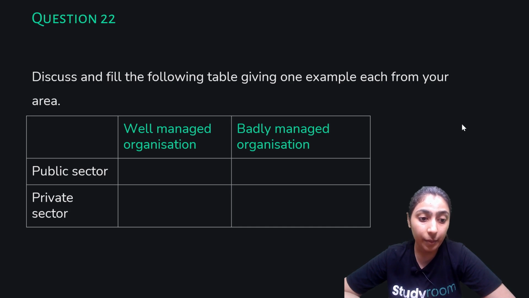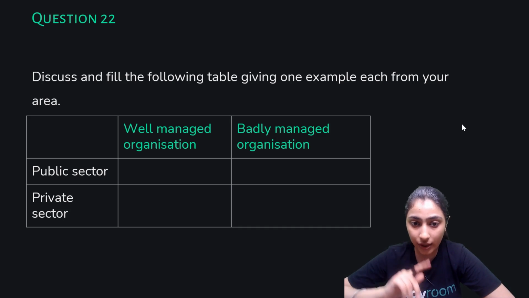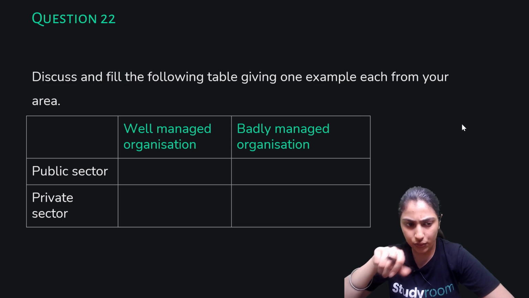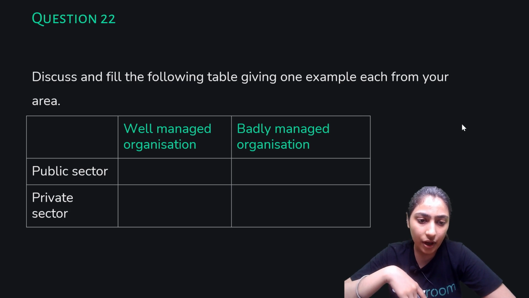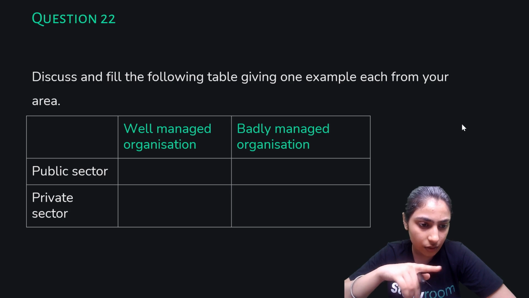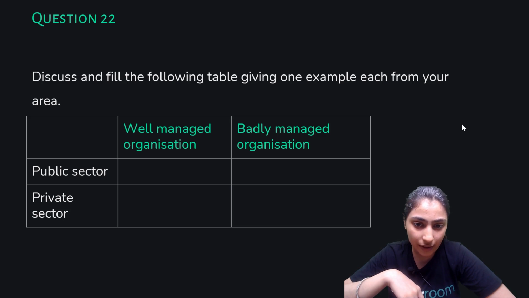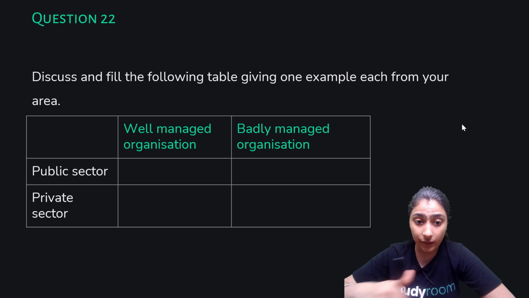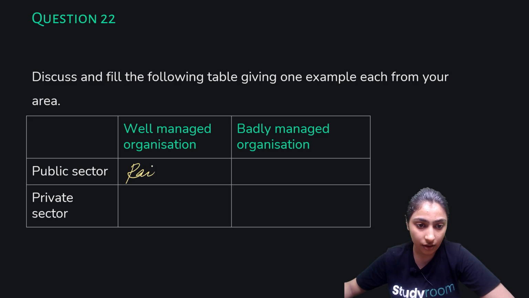Under public sector we have to write well managed organization and badly managed organization. So we have to write in both. Under public sector, one should be well managed and badly managed organization. I think under well managed for public sector it should be railways, definitely. And for private sector you can say Tata Iron and Steel. I think this is one that everyone will agree.